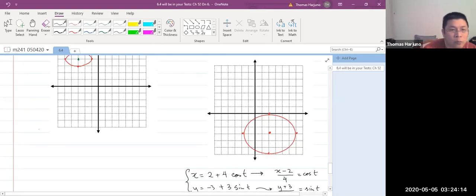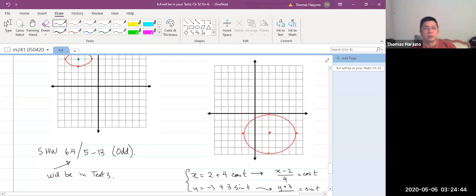Your suggested homework for 6.4. Suggested homework for 6.4 will be, let's just start from number 5, I guess. From number 5 to number 13. Okay, again, this 6.4 will be in your test.